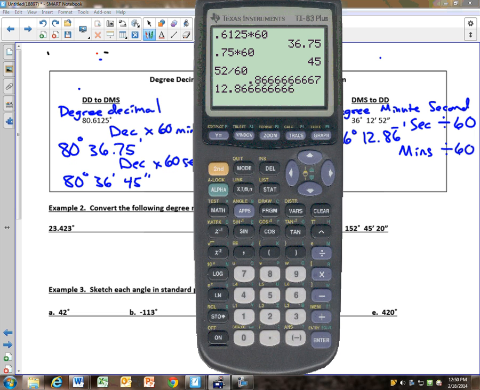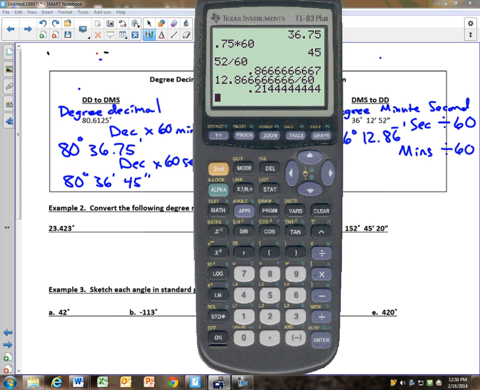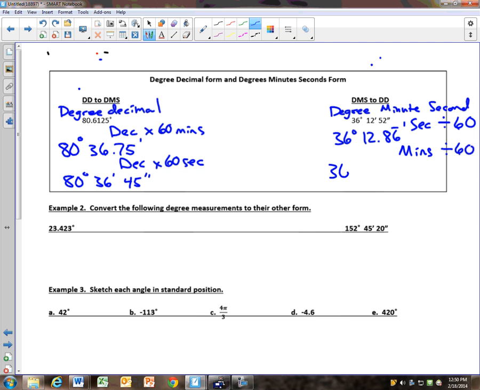Do you think that that is less than half a degree or more than half a degree? Less than half. So we divide it by 60 and we get 0.2144. So that's 36.214 repeating degrees. So we took it from this degree, minute, second piece and put it in this decimal form piece. So multiply by 60, divide by 60.